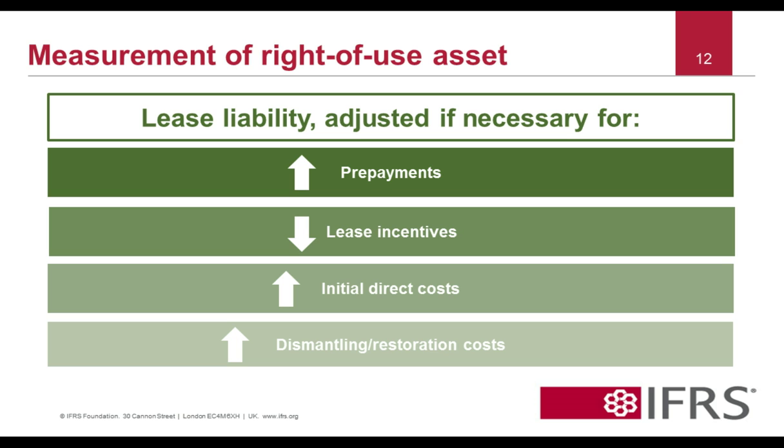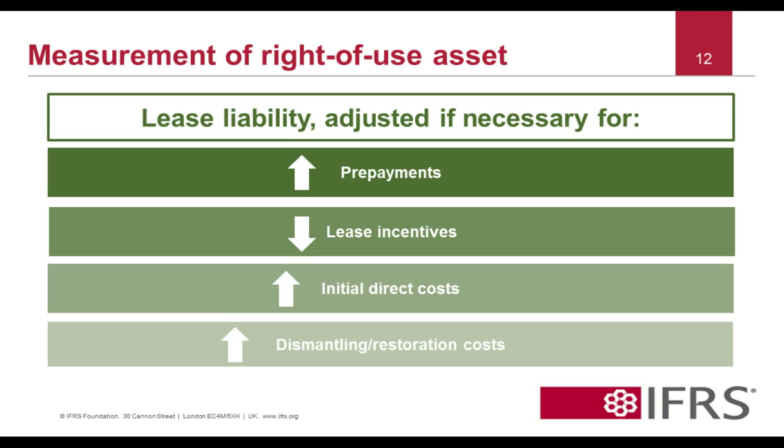Second, we've got lease incentives received from the lessor. These effectively constitute a discount on the cost of the right of use asset and therefore reduce that cost. Third, initial direct costs. These are incremental costs that are incurred only because the lease was obtained. So an example would be if a lessee had to pay an amount to a previous tenant to vacate a property that it now leases. These costs are included in the cost of the right-of-use asset so that they are depreciated over the life of the lease rather than being recognised as an expense.